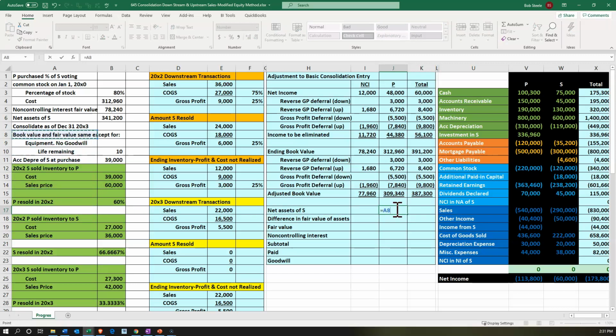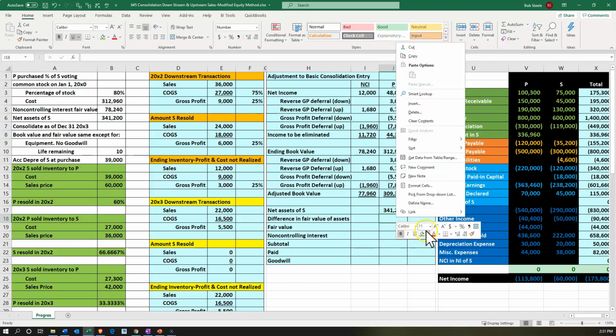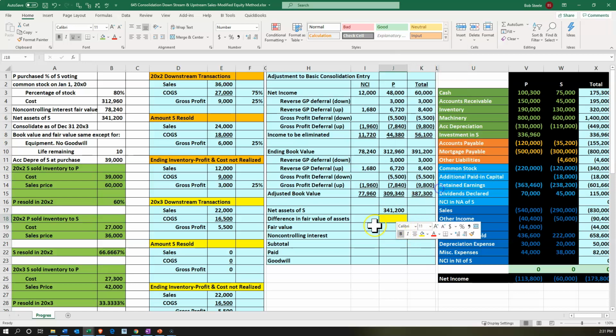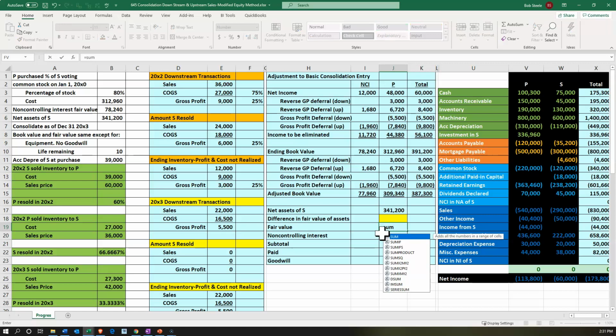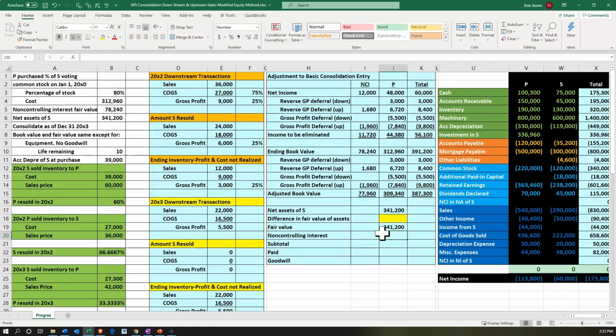I'm going to say, all right, well, this started out at the net assets of S were the 341,000. And then we don't know this number, right? They didn't give us this number. But if we had that number, then we would just be summing this up, and that would give us the fair value. And then we'd have the non-controlling interest, which I know. The non-controlling interest is the 78,240. And then we would be subtracting those two to get to that.